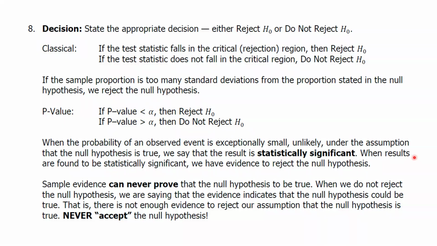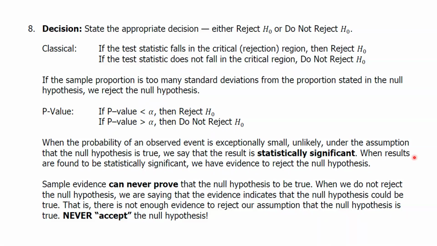So when the probability of an observed event is exceptionally small, unlikely, under the assumption that the null hypothesis is true, we say then that the result is statistically significant. When results are found to be statistically significant, we have evidence to reject the null hypothesis. So these are the two approaches you can take. In this lecture, we will be taking both approaches for all of the problems. However, on assessments, you can choose either one. But because we are doing both approaches, that means we should get the same result for both approaches.